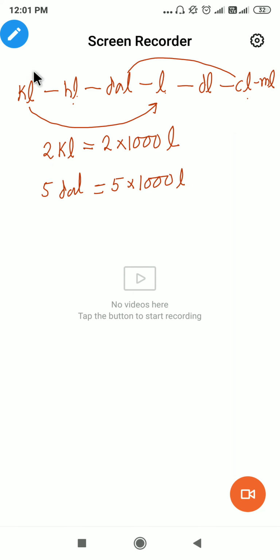If you want to convert kiloliter to decaliter, then what to do? Suppose 5 kiloliter, how many rooms are there? 2 rooms, 1, 2. That means you have to multiply with 100. Clear? So this will be 500 decaliter. Here the previous one was centiliter because I was converting decaliter to centiliter, and this is kiloliter to decaliter. Clear?